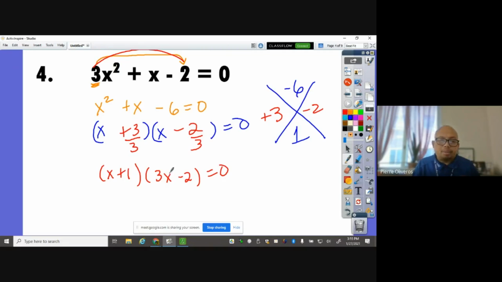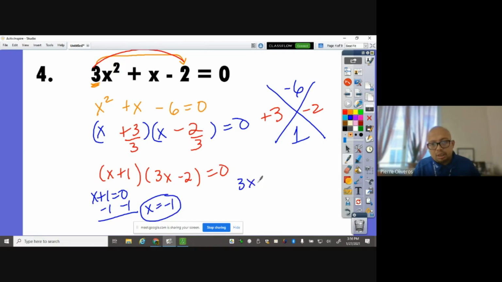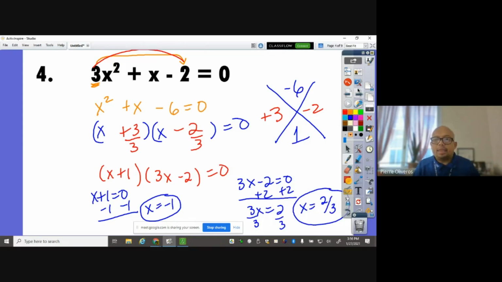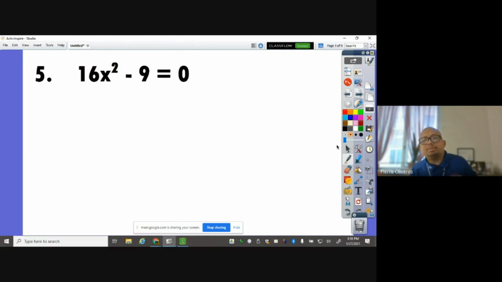Then from here, you're going to apply the zero factor property. X plus 1 is equal to 0, minus 1, minus 1. So therefore, x equal to negative 1 here. And the other one here, 3x minus 2 is equal to 0. Plus 2 here, plus 2 there. 3x equal to 2. Divide by 3, divide by 3. X equal to 2/3. And that's another value for x, okay?